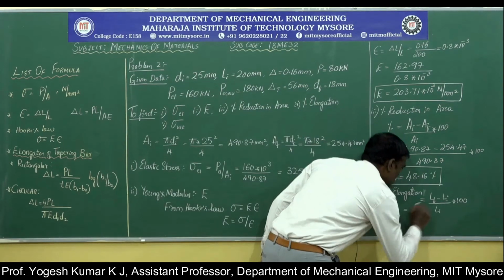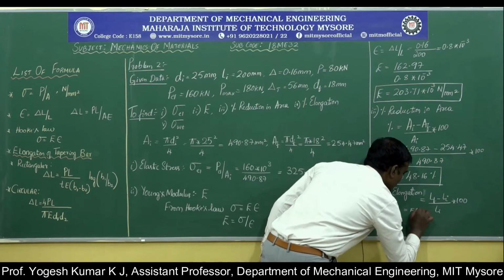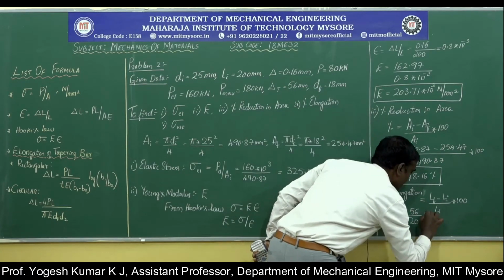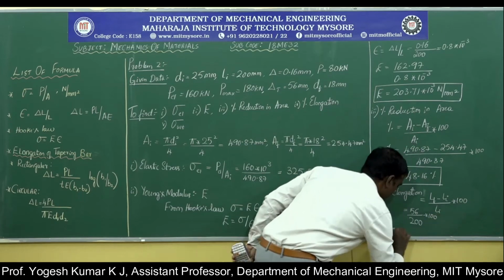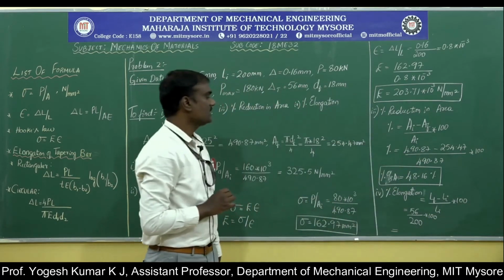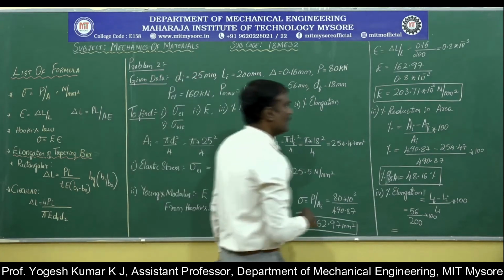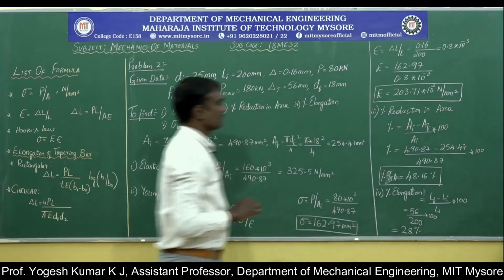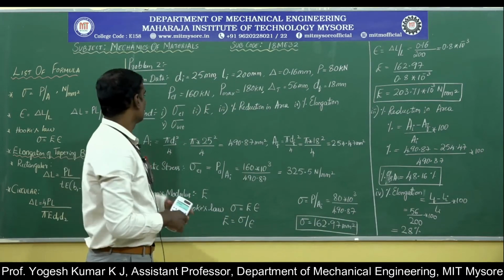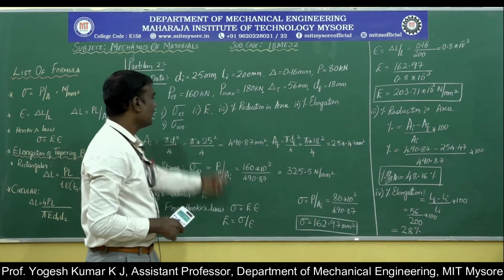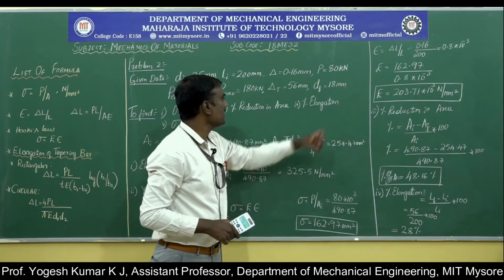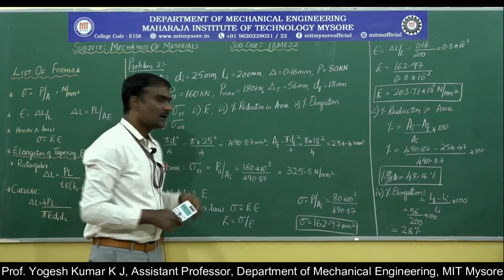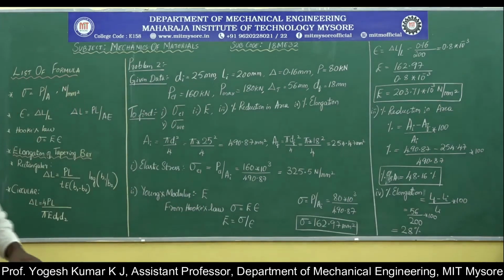So, we know that final length minus initial length is 56 mm. What is the initial length? We know that value as 200 mm, into 100. So, the percentage elongation is obtained as 28%. So, we found the stress at elastic limit, Young's modulus, percentage reduction in area, and percentage elongation. Let us find the last unknown, that is the ultimate stress.